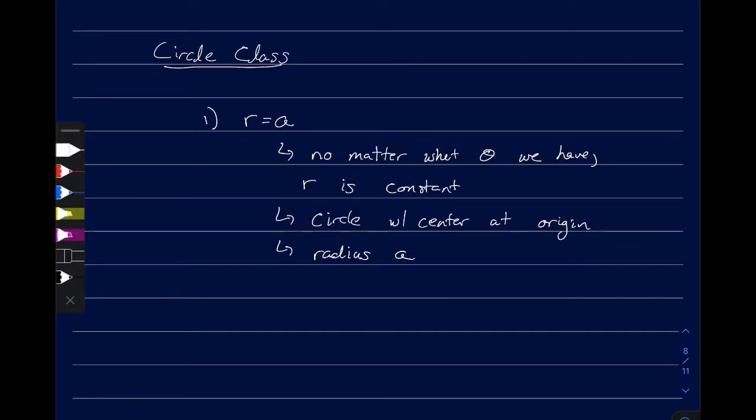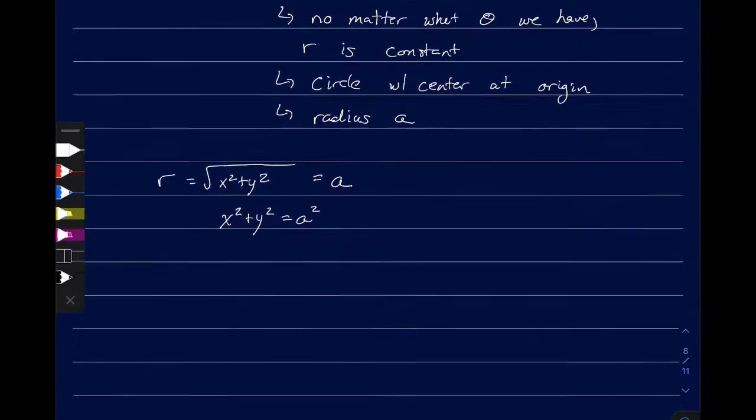So what does this look like in Cartesian? Well, we know that r is equal to the square root of x squared plus y squared. In our case, r is equal to a. So if we square both sides, we get x squared plus y squared is equal to a squared. Alright, so next, let's take a look at our second type of circle. r is equal to 2a cosine theta.